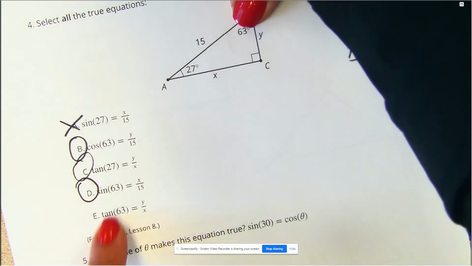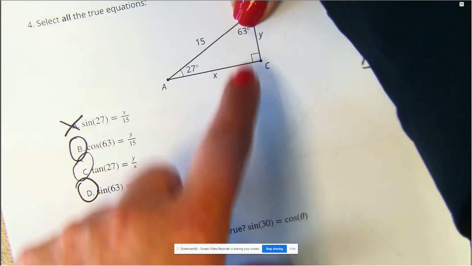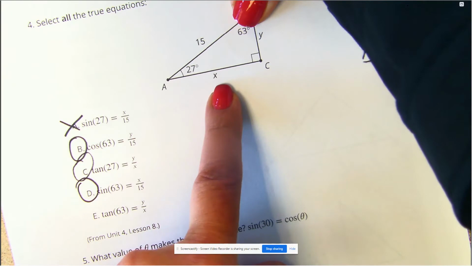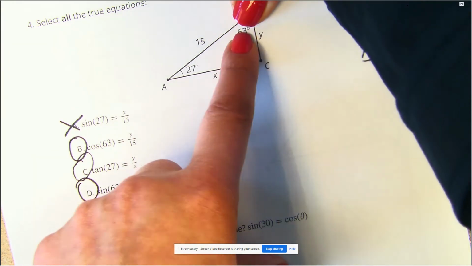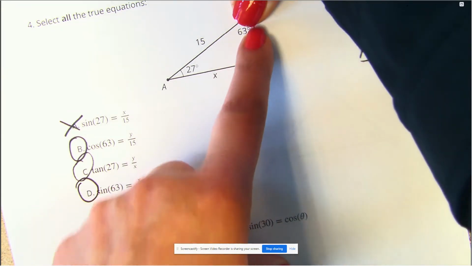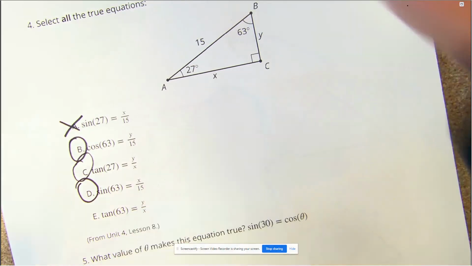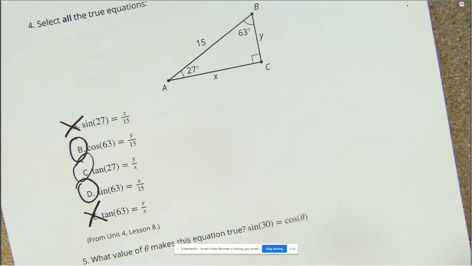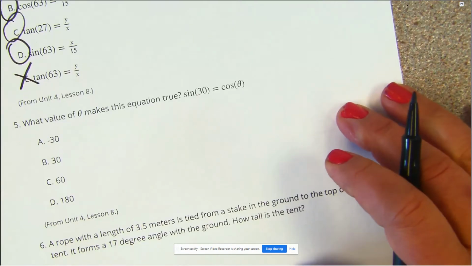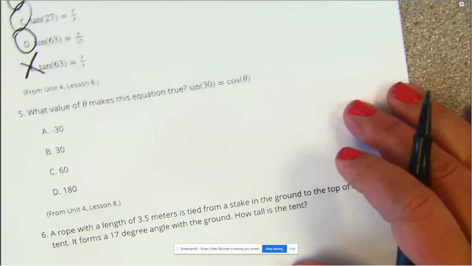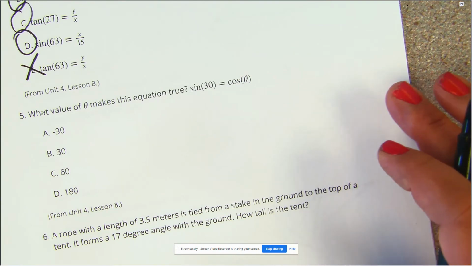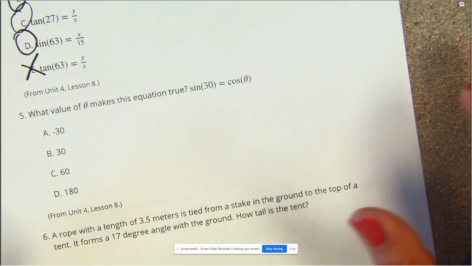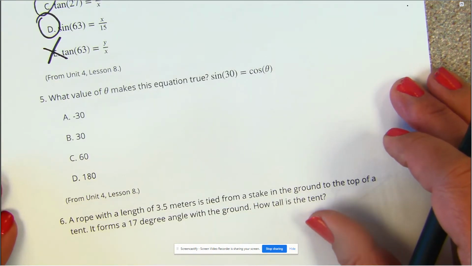Okay, tan of 63 is y, which is adjacent, over x, which is opposite. Is tangent when you take the adjacent and divide it by the opposite? No, they got it backwards. It needed to be the x over the y. Number 5, what value of theta makes this equation true? Now this is something that we were supposed to cover, but you could still figure this out. We are going to cover this on Wednesday.